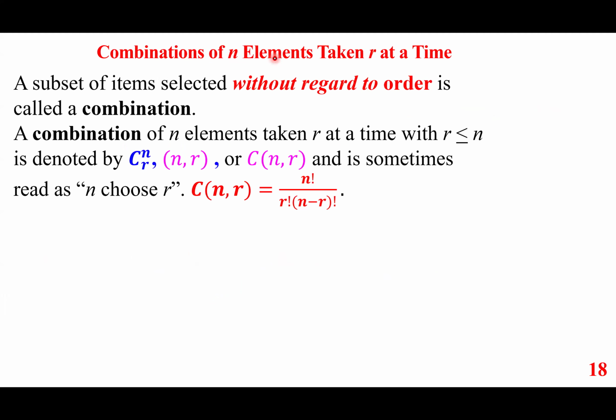Combination of n elements taken R at a time. A subset of items selected without regard to order is called a combination. A combination of n elements taken R at a time, with R less than or equal to n, is denoted by, there are 3 ways to write it, C(n,R), parentheses n over R, which represents a pair, as well as nCR. It's sometimes read as n choose R. The formula is n factorial over R factorial times n minus R factorial. This is the formula for a combination.